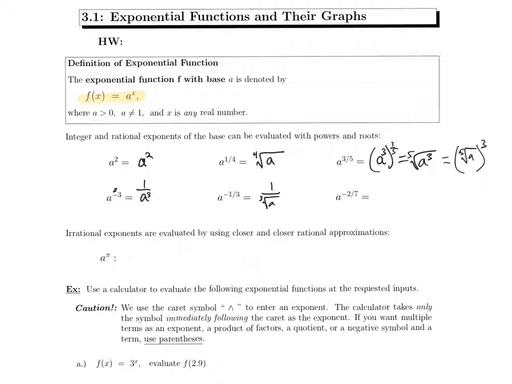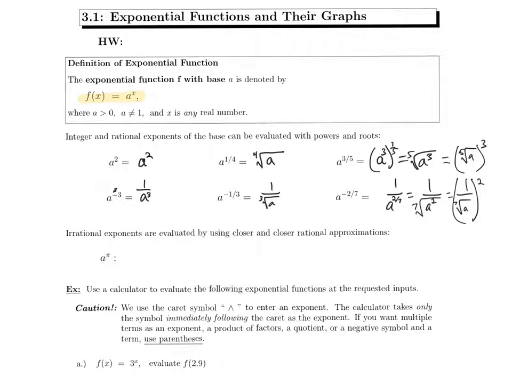And kind of the most complicated one that brings all of this together is that you can think of a to the -2/7 as being 1 over a to the 2/7, which could be written two ways. Just like the one directly above it, it could be written as 1 over a squared with the 7th root, or it could be written as 1 over the 7th root of a quantity squared.